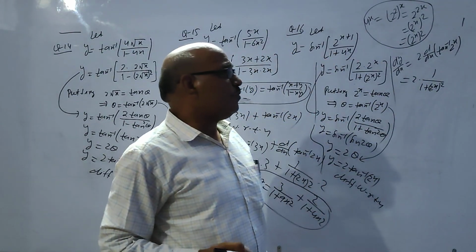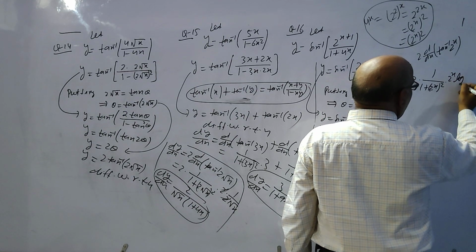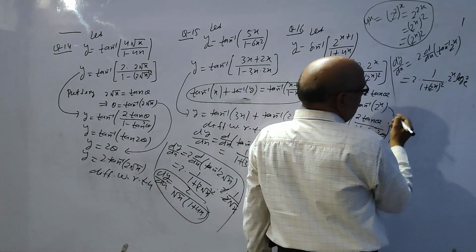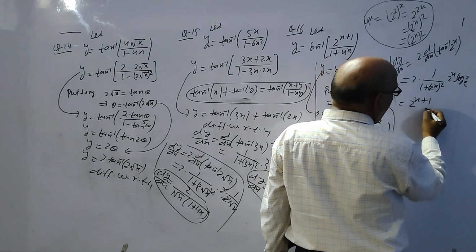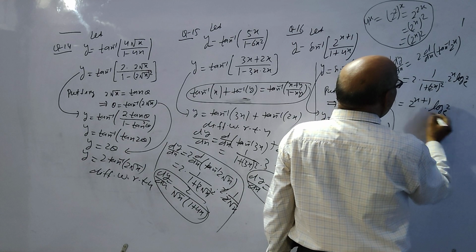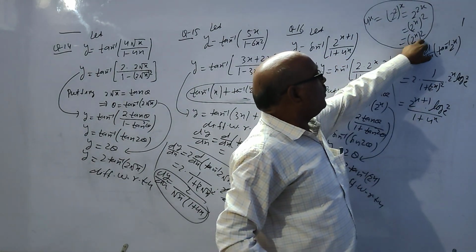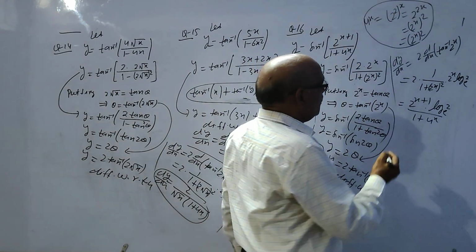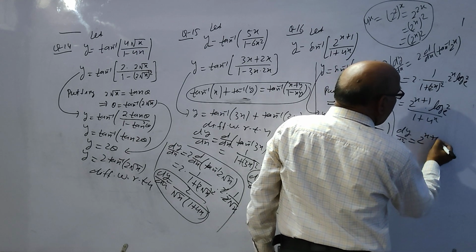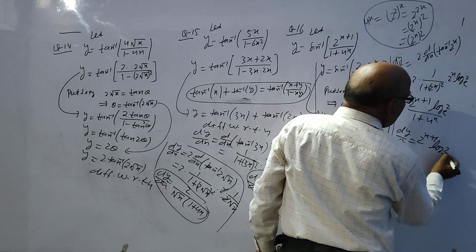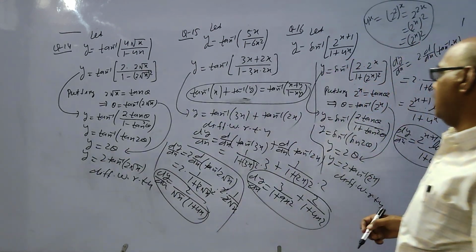And what will be the differentiation of 2 to the power x? That will be 2 to the power x into log 2 to the base e. And therefore 2 to the power x into 2 is 2 to the power x plus 1, into log of 2 to the base e, upon 1 plus 4 to the power x. How is it 4 to the power x? 2 to the power x to whole square is equal to 4 to the power x. Therefore, finally dy over dx is 2 to the power x plus 1 into log 2 to the base e upon 1 plus 4 to the power x, and this is the required result.